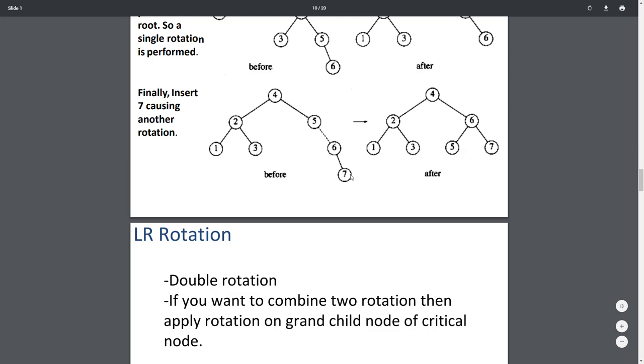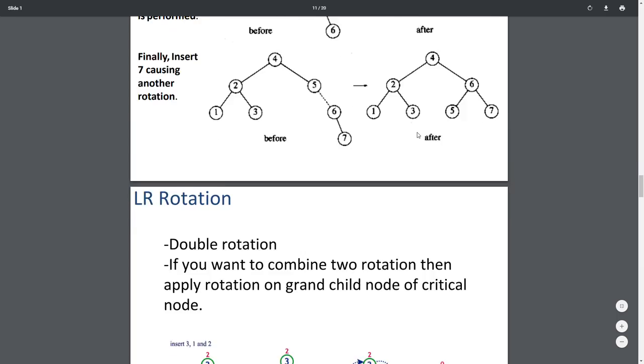Now insert 7. If we insert 7, then the subtree 5, 6, 7 becomes unbalanced. Again 7 is inserted at the right part of the right subtree. So balance this tree: 6 will be in place of 5, 5 will be left of 6 and 7 will be right of 6. Now the tree is balanced and this tree is called an AVL tree.